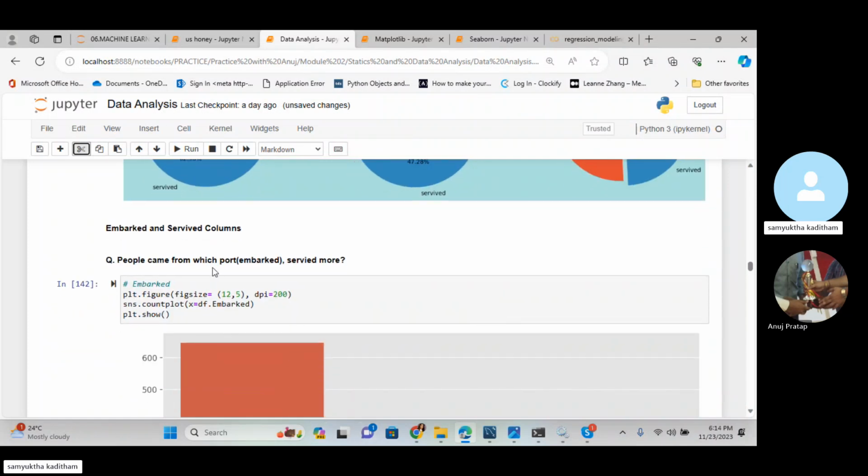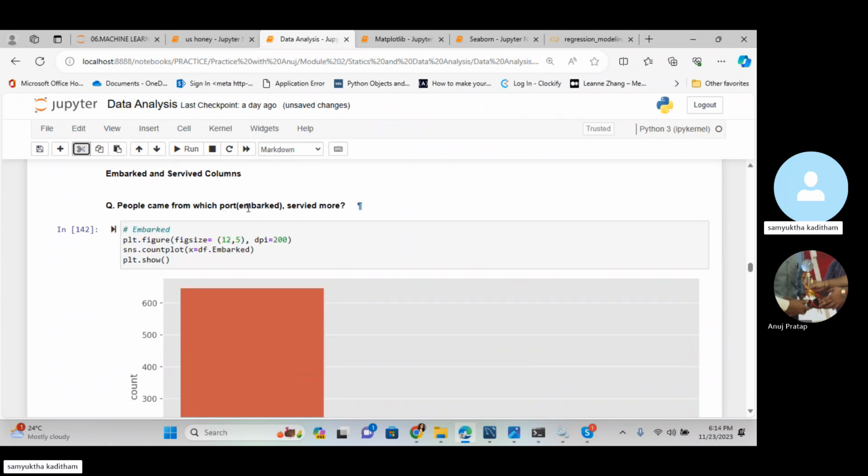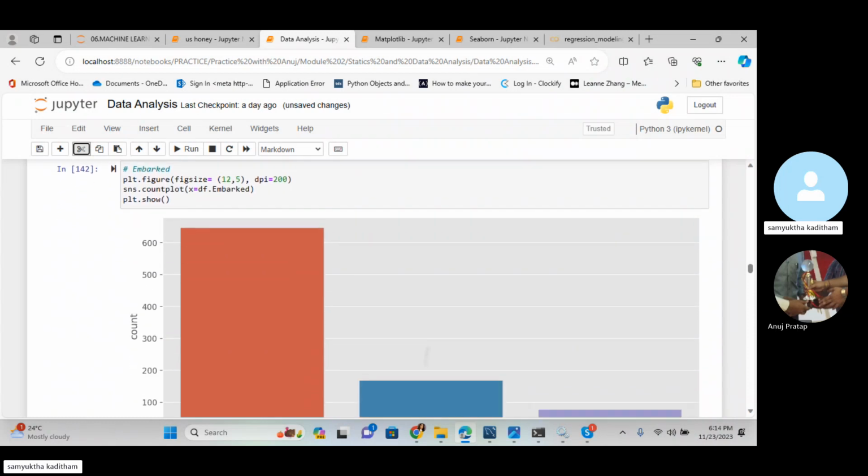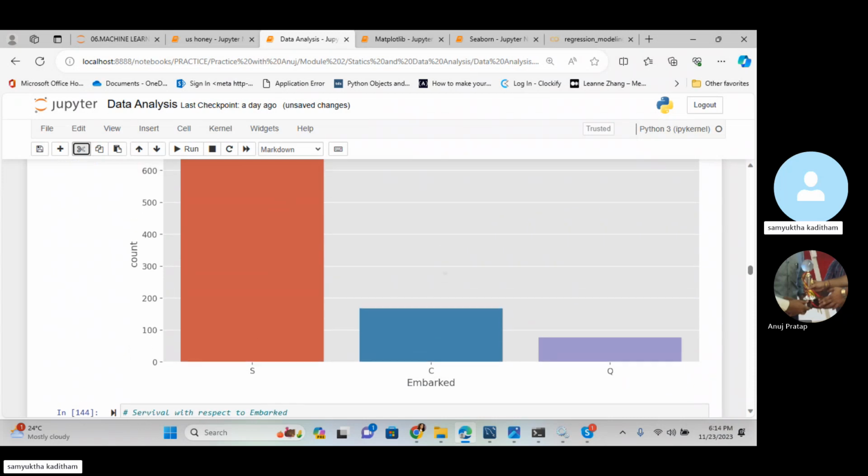Then the embarked and survived columns. The question is: people who came from which port survived more? We can figure this out with a count plot. We just check the embarked column, how many categories there are.